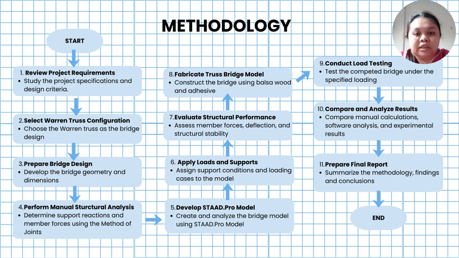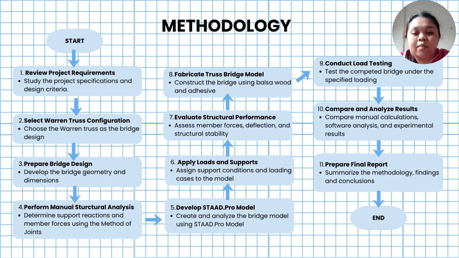Step 2 is selecting the Warren Truss configuration. Next, we selected the Warren Truss configuration because it provides an efficient distribution of loads using a series of triangular members. This design offers good strength while minimizing material usage. Step 3 is preparing the bridge design. After selecting the truss type, we prepare the bridge geometry by determining the bridge dimensions, span length, member arrangement, and joint locations before beginning the structural analysis.